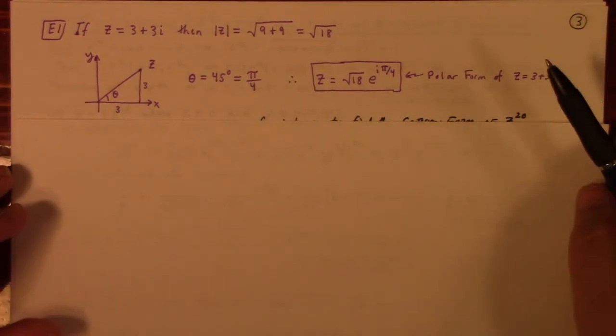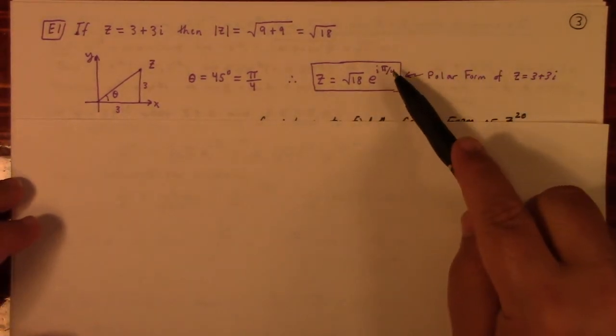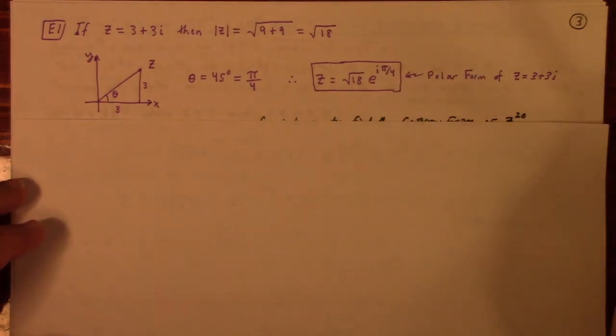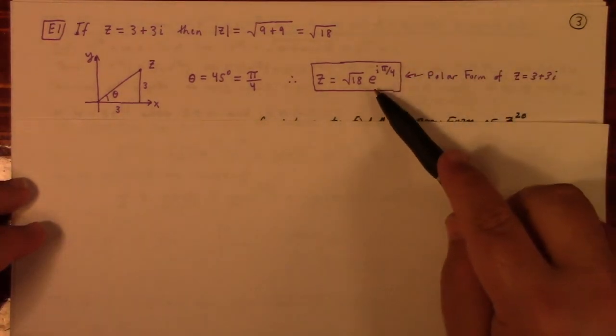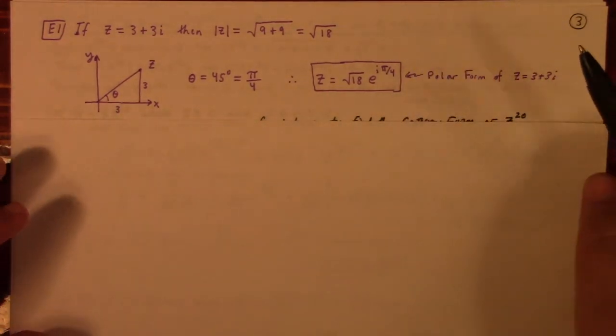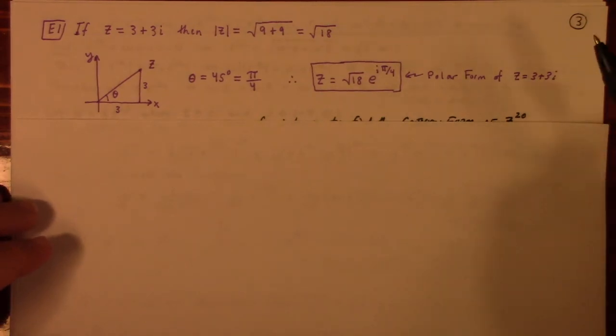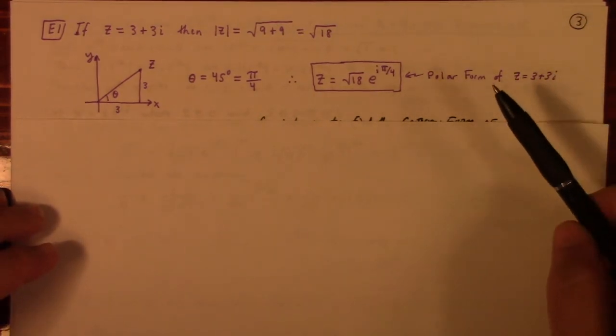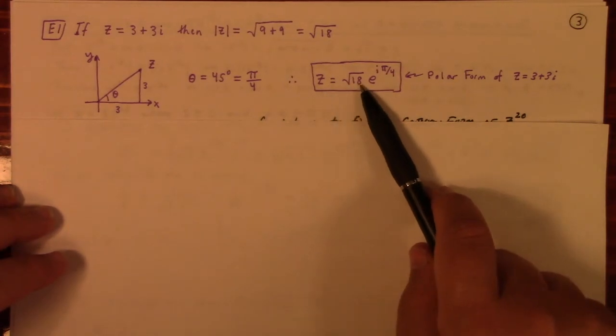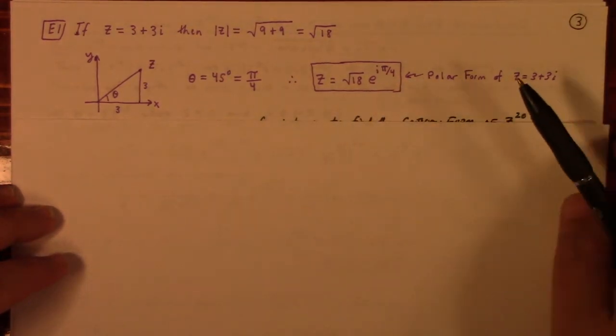Anyway, you have choices, but when we write e to the i theta, there's an expectation that theta is in radians. I've never seen anybody write e to the i times 45 degrees. It's not done. Anyway, stylistic comments aside, there it is. This is the polar form of 3 plus 3i.